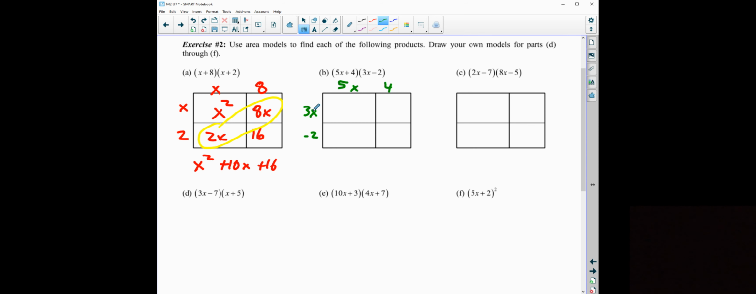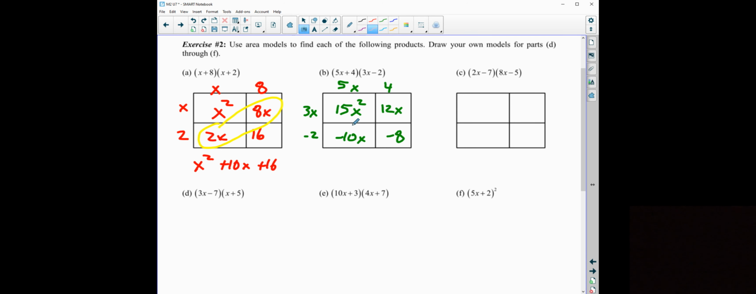This is a little harder too. 3x times 5x. What do we get? 3 times 5 is 15. x times x is x squared. Let's work on this box. 4 times 3x is 12x. 5x times negative 2 is negative 10x. 4 times negative 2 is negative 8.